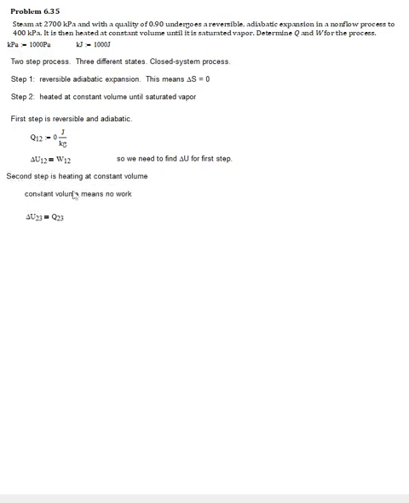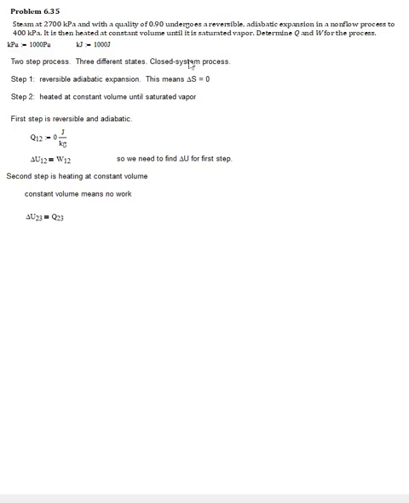The second step is heating at constant volume. And what you should realize from here is that if you have constant volume, that means that there's no work done, because remember, this is a closed process. Work is equal to minus P delta V, whether it's reversible or not. And so here we have delta V equal to 0, so work is equal to 0. If we write our first law for our closed system here, delta U for the second to third state is equal to Q, 2, 3.